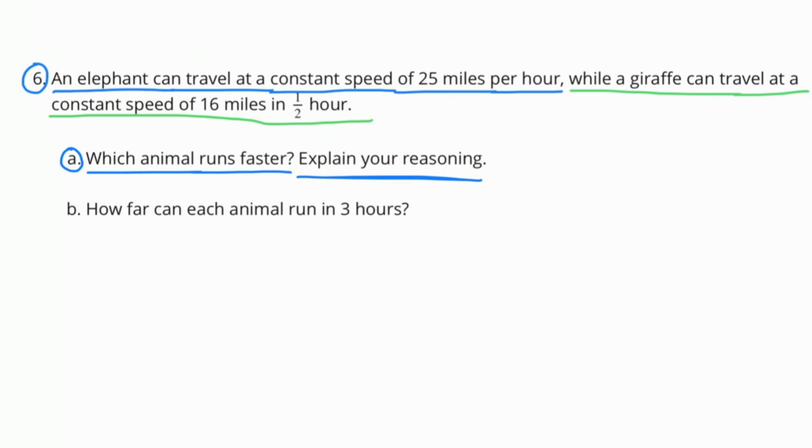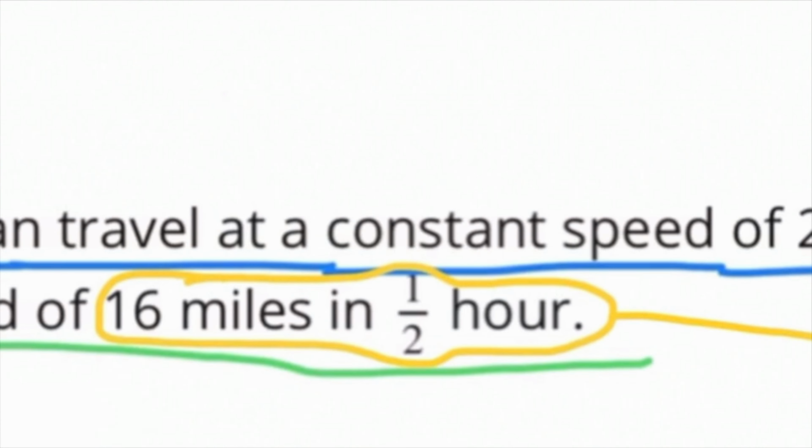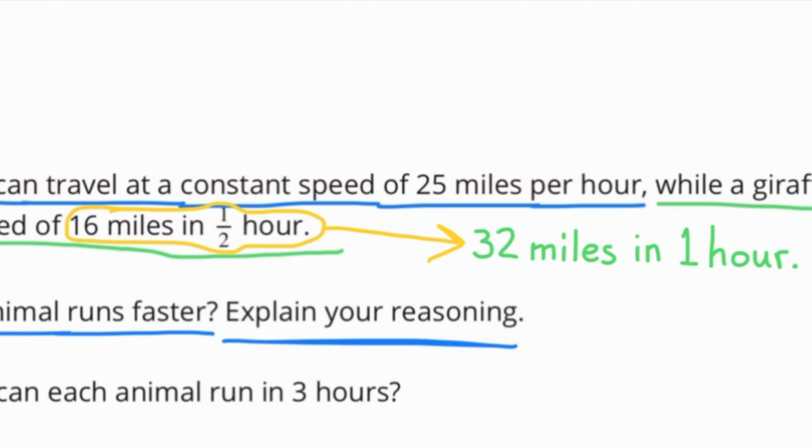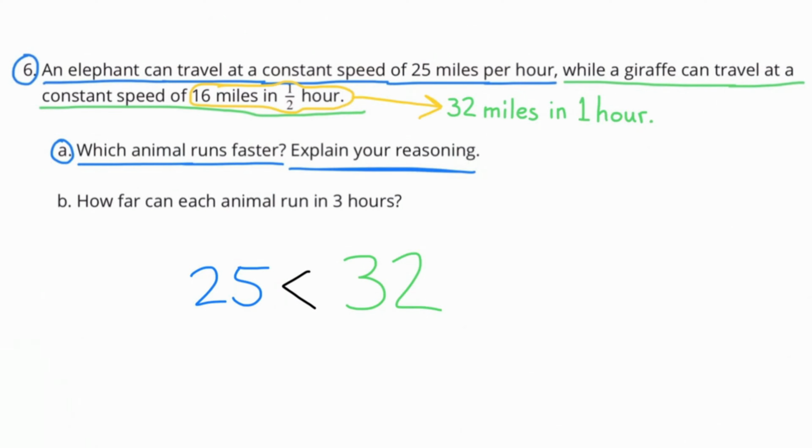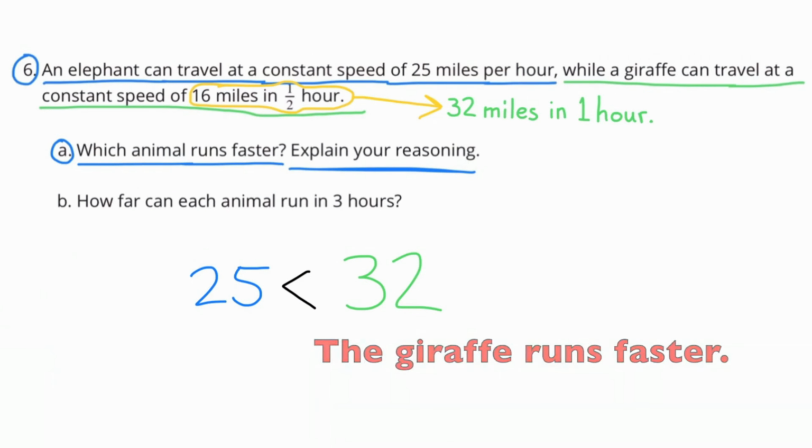Explain your reasoning. First, take a look at the constant speed of the giraffe. It travels at 16 miles in a 1/2 hour. So 16 miles in a 1/2 hour is the same as 32 miles in 1 hour. And 25 miles is less than 32 miles. So the giraffe travels faster than the elephant.